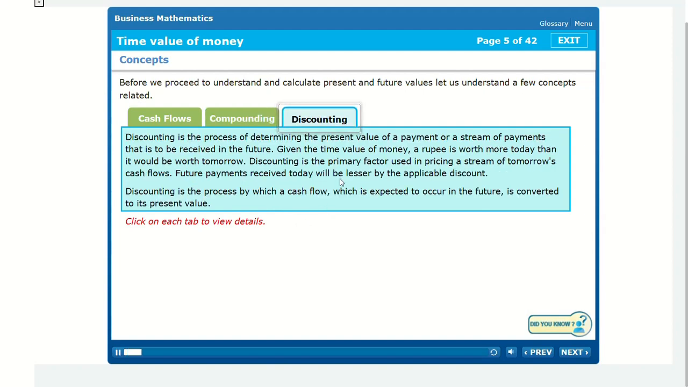Discounting. Discounting is the process of determining the present value of a payment or a stream of payments that is to be received in the future. Given the time value of money, a rupee is worth more today than it would be worth tomorrow. Discounting is the primary factor used in pricing a stream of tomorrow's cash flows. Future payments received today will be lesser by the applicable discount. Discounting is the process by which a cash flow, which is expected to occur in the future, is converted to its present value.